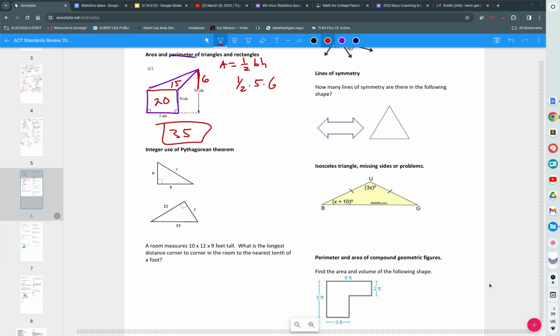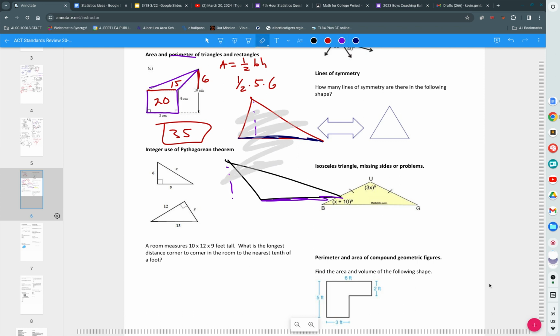You have the 5 over here and the 6 over here, so you don't need the whole thing. If you have a triangle that looks like this, we refer to the blue part as the base. If the triangle looks like this, we still refer to the purple part as the base. The height would be here. Okay, good question. All right, use Pythagorean theorem.